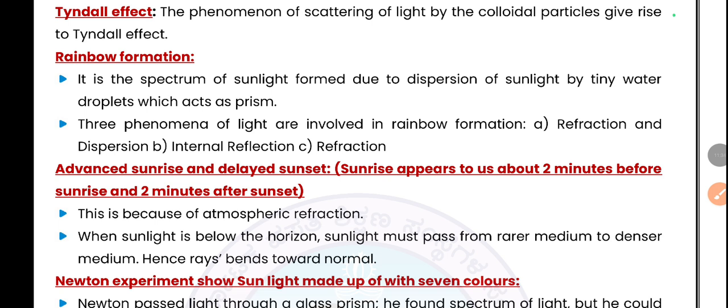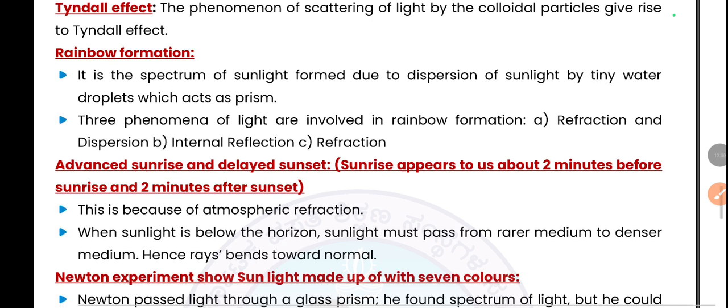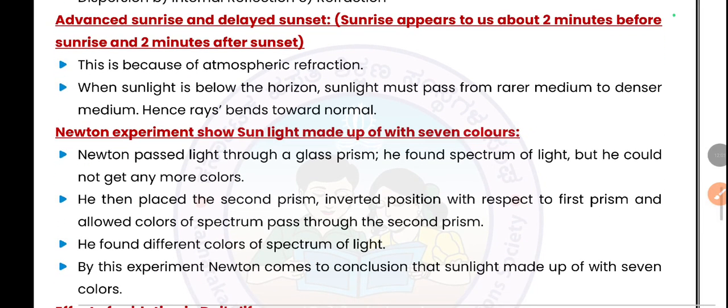Then rainbow formation. This is also a very important concept. It is the spectrum of sunlight formed due to dispersion of sunlight by tiny water droplets which act as a prism. Three phenomena of light are involved in rainbow formation. First one, refraction and dispersion. Second one, total internal reflection. Then third one, refraction.